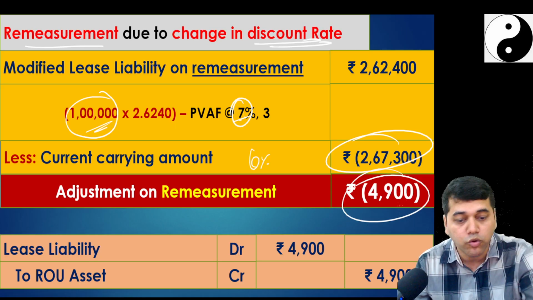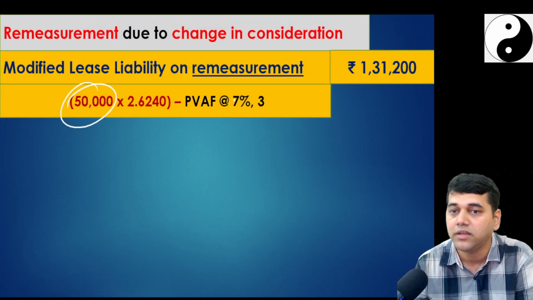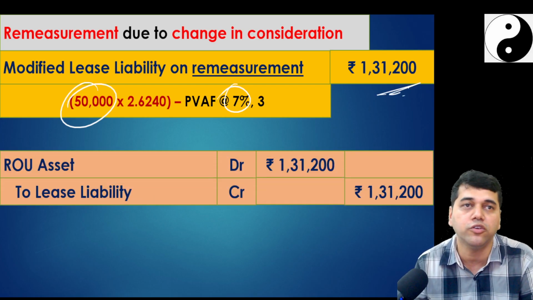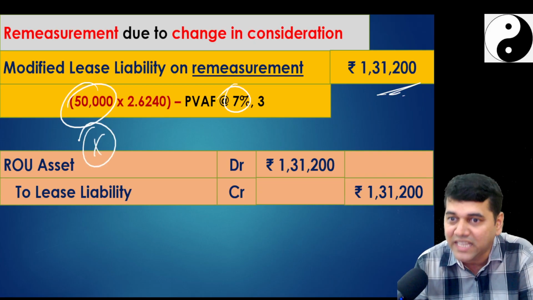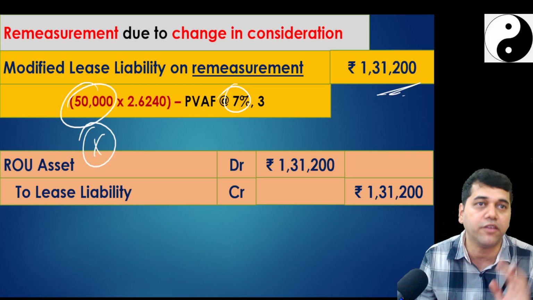Then you added one new quantity. The value of that quantity is how much? 50,000 at 7%, 1,31,000. You passed one more entry, ROU asset to lease liability. If you see this entry and the previous entry taken together, the net effect is what I have given to you.